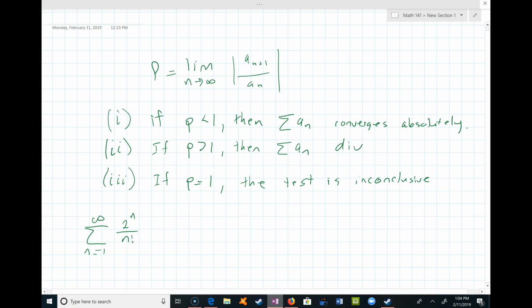So this is clearly not something where you're going to be able to do a comparison test, because of the n factorial. We don't know what to do with that. And so often when there's n factorial involved, we're going to use the ratio test. Okay, so what we're going to do is set up our p.